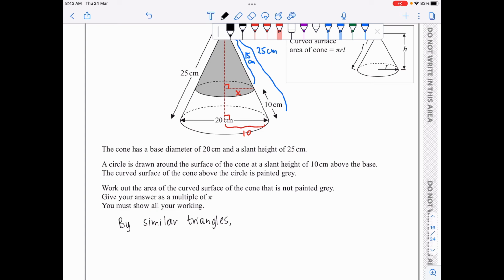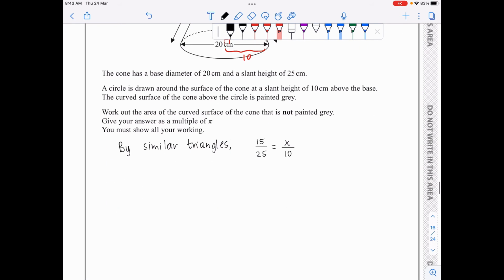The ratio of the slant heights, so 15 over 25, is equal to the ratio of the radii, x over 10. So if I cross multiply, I get 150 is 25x, so x is 6. So we've got the radius of the smaller cone.